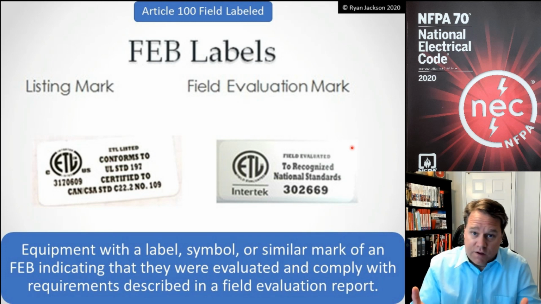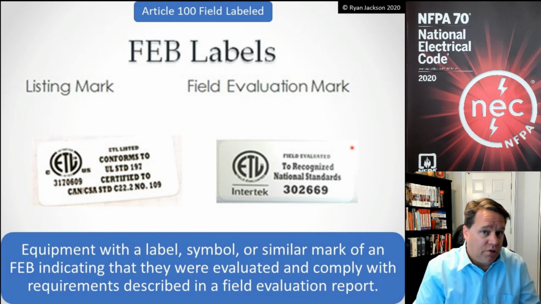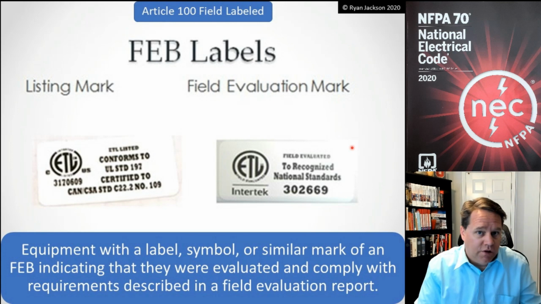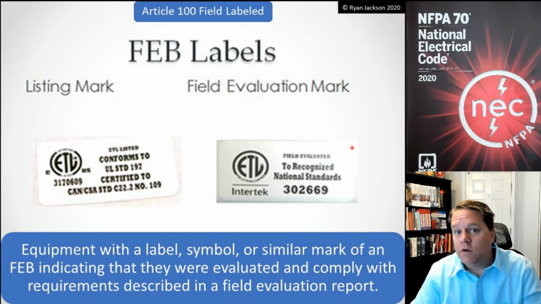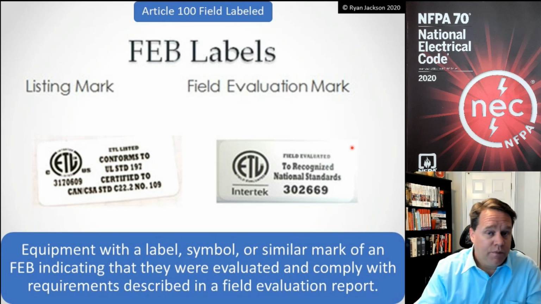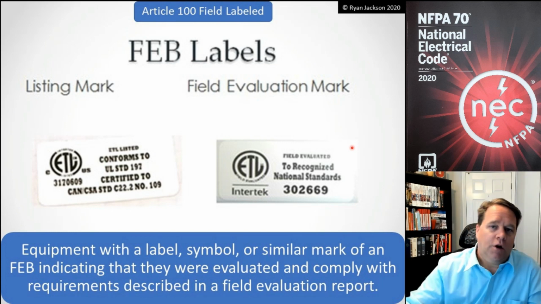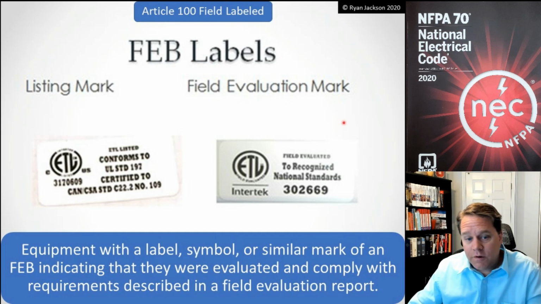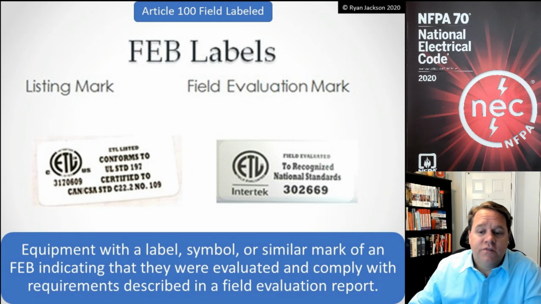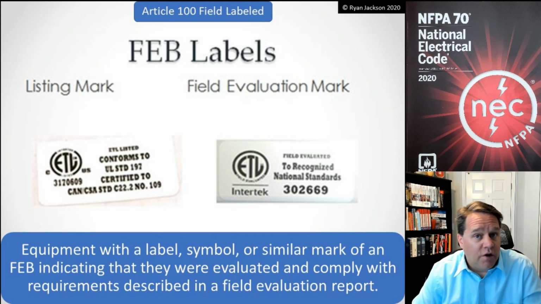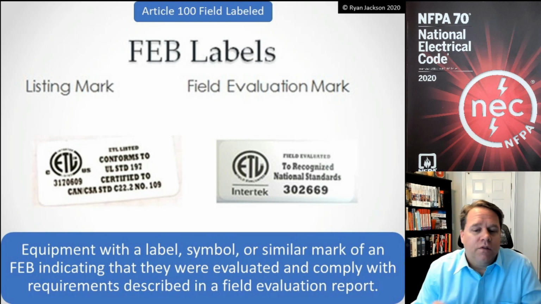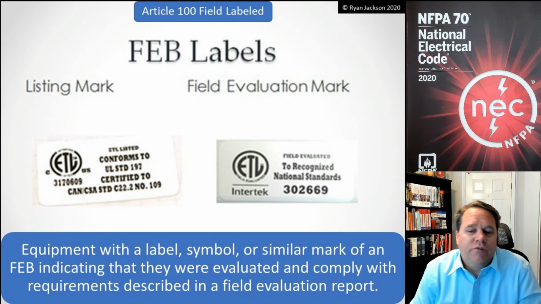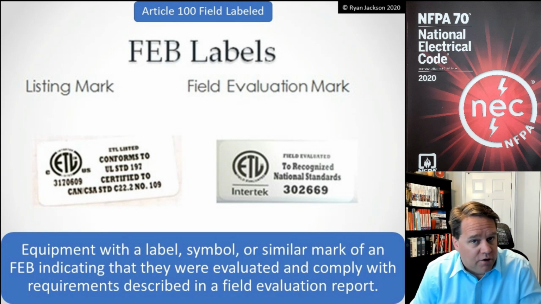We can't because that might involve destroying the product, so we can't do everything to it, but we feel very confident that if we could, it would be safe. So we'll apply a field label on it, right? ETL is going to put their field label, or UL, or whoever you hire. Field labeled equipment is equipment with a label, symbol, or similar mark of a field evaluation body indicating that the product was evaluated and complies with the requirements described in a field evaluation report.